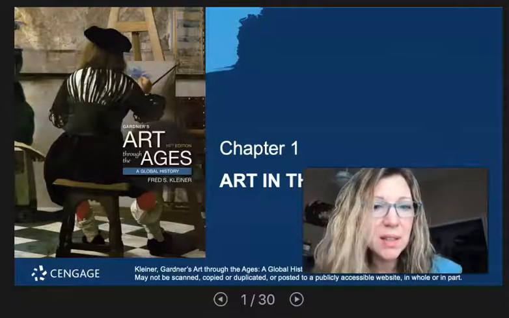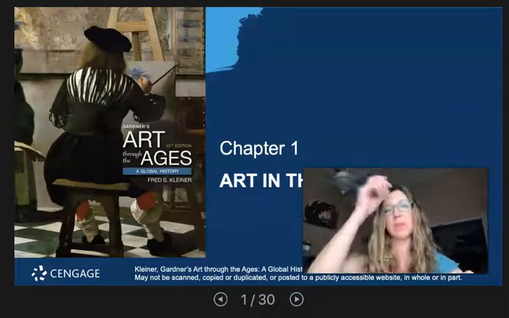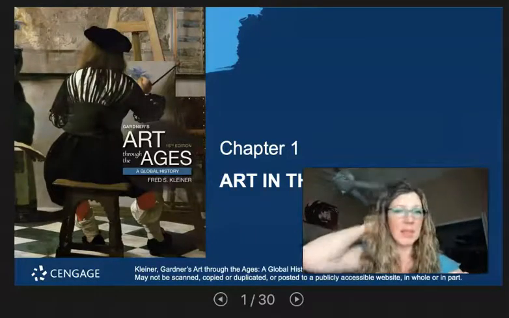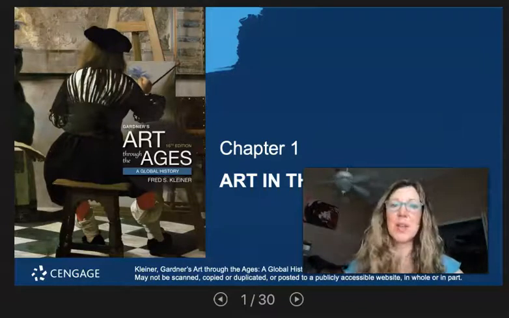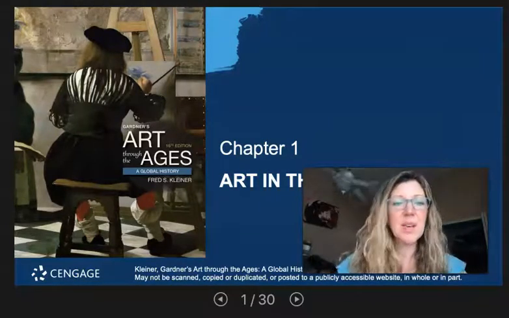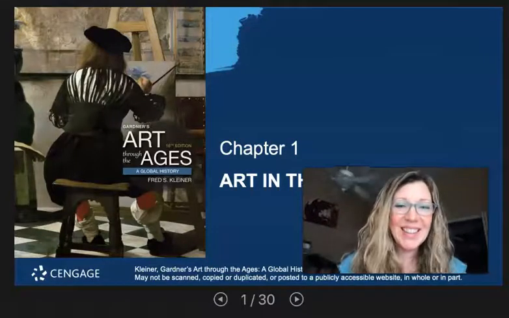We're looking at Paleolithic and Neolithic here. Paleo, I always think of the paleo diet, the caveman diet. So paleo, caveman type stuff. Neo, just a little bit further on.